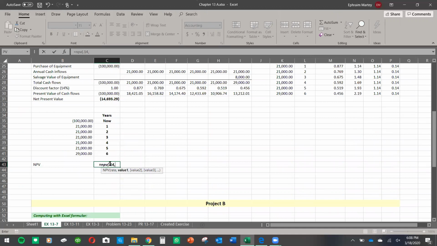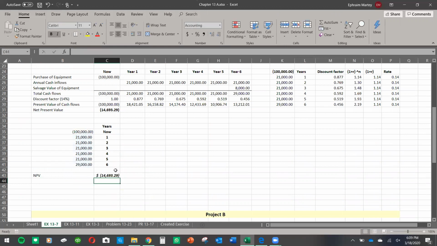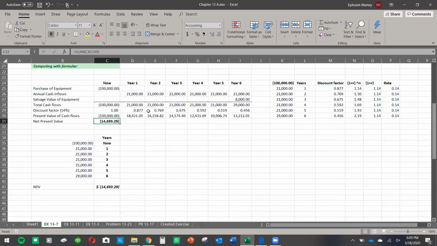Now, you select all cash inflow, okay? And then you close the parentheses plus the cash outflow. And that gives you your net present value. So is that what we got? Yes. After doing all this long table, we just spend a few minutes to find the net present value without going through the table. That is your net present value today.